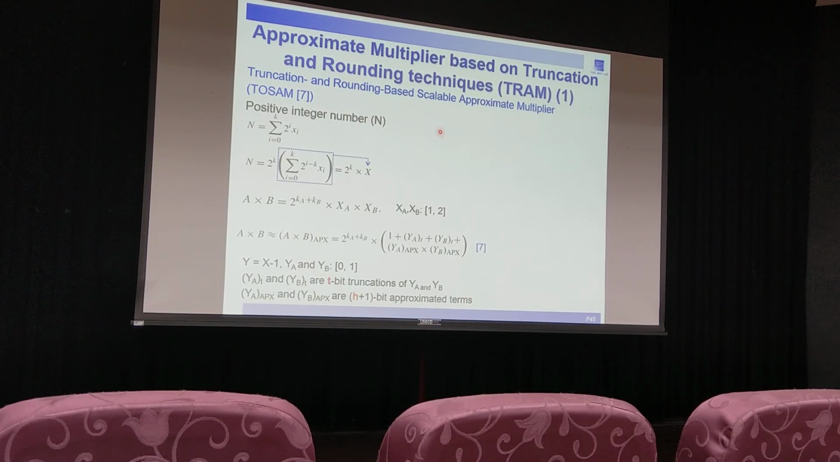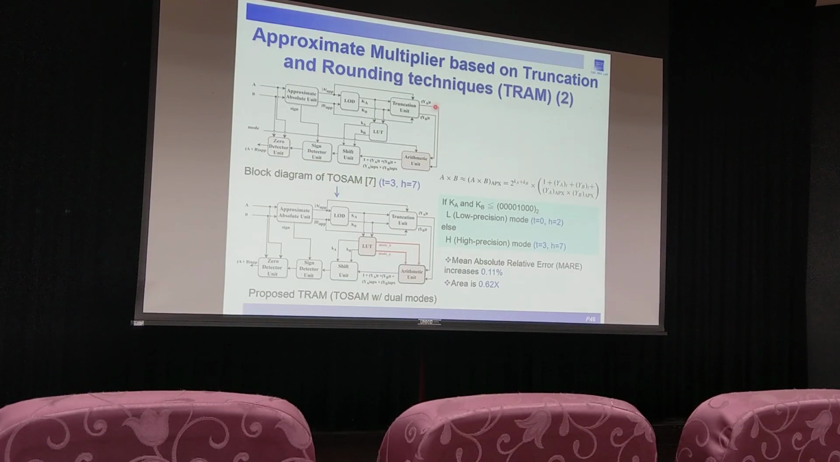So in conclusion, TOSAM has two parameters: one is T and one is H, right? I can use different T and different H to get different truncation and different approximation of the multiplier. Let's show the next page. This is the block diagram of TOSAM, where T is equal to 3 and H is equal to 7 in their experiment. Our proposed TRAM is a modified version of TOSAM. It's a TOSAM with dual mode.